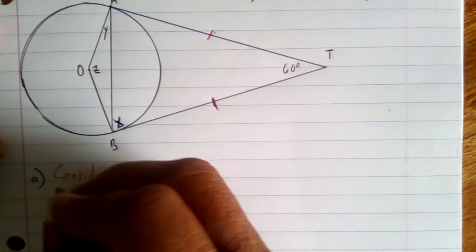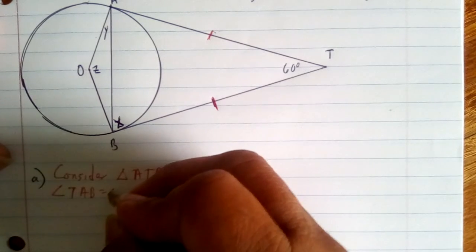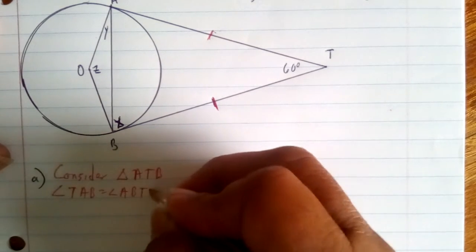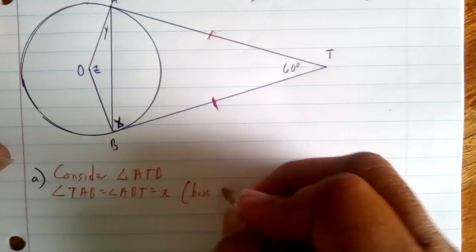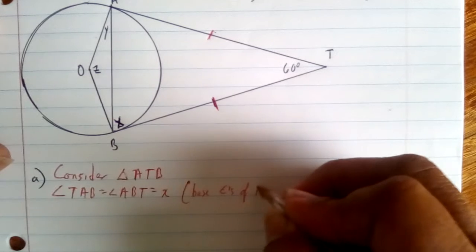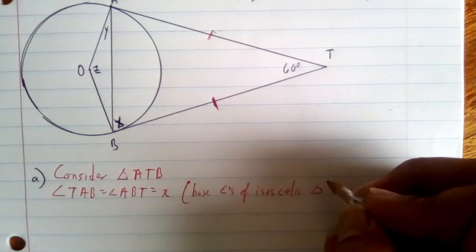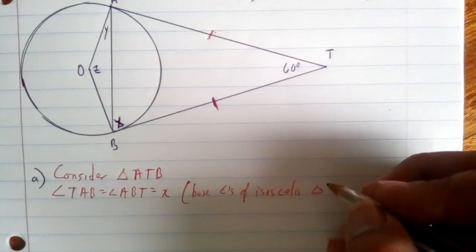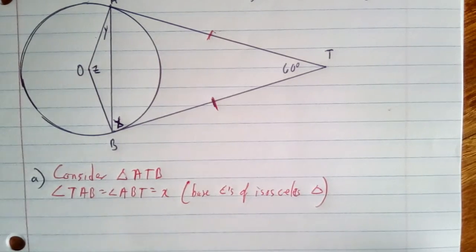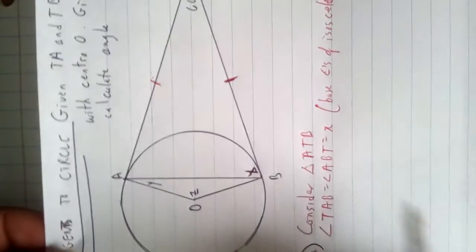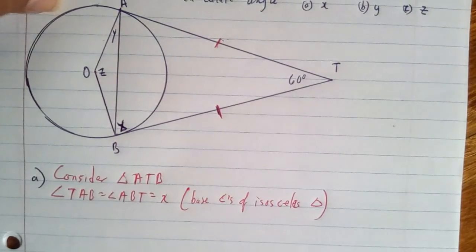All right, and we're going to say now that angle TAB is equal to angle ABT, which we are calling X. These are the base angles of the isosceles triangle. Okay, so we need to recall that the isosceles triangle would have base angles which are equal, so these two would be equal, but remember they are on the side this way. But that is okay still yet.